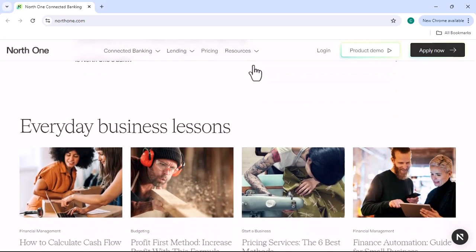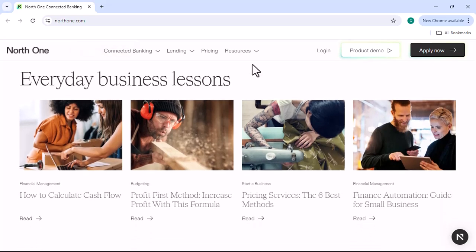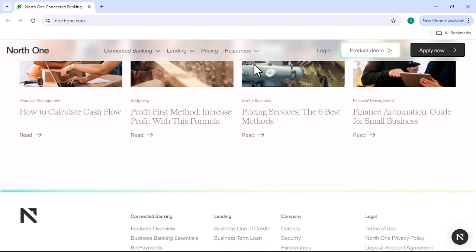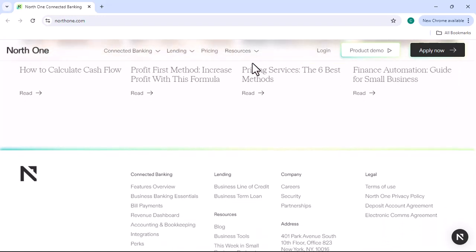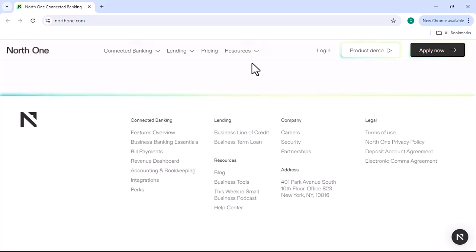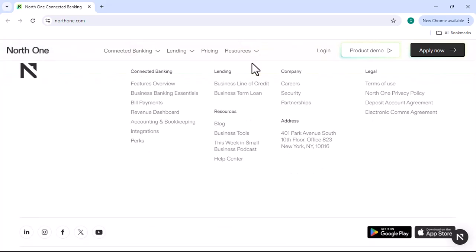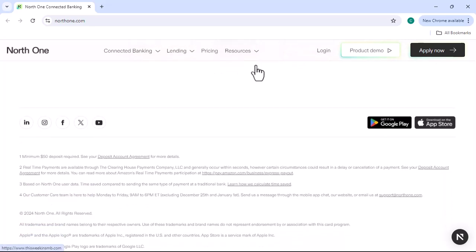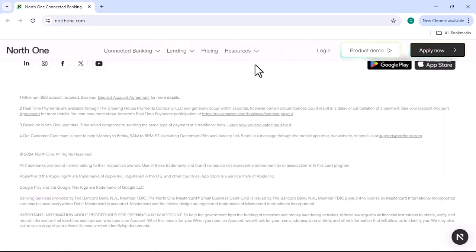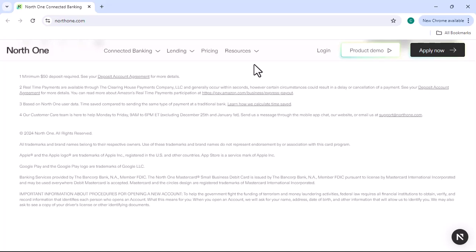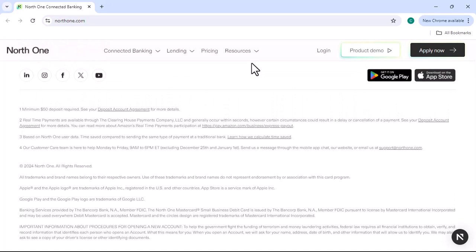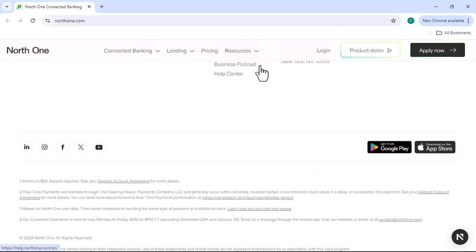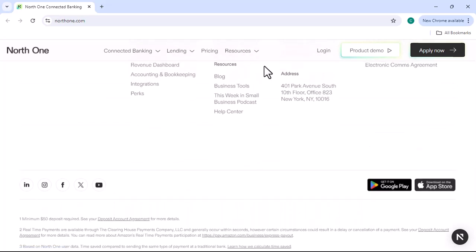Now, let's get down to brass tacks, Northone and their ACH transfer limits. This is where things can get a little tricky, because unlike some banks that publish a clear-cut daily limit, Northone's approach is a bit more nuanced. They don't explicitly state a fixed daily ACH transfer limit in the same way some other banks do. Instead, they emphasize a personalized approach based on your account activity and history. What does this mean in practice? It means your transfer limits can vary.